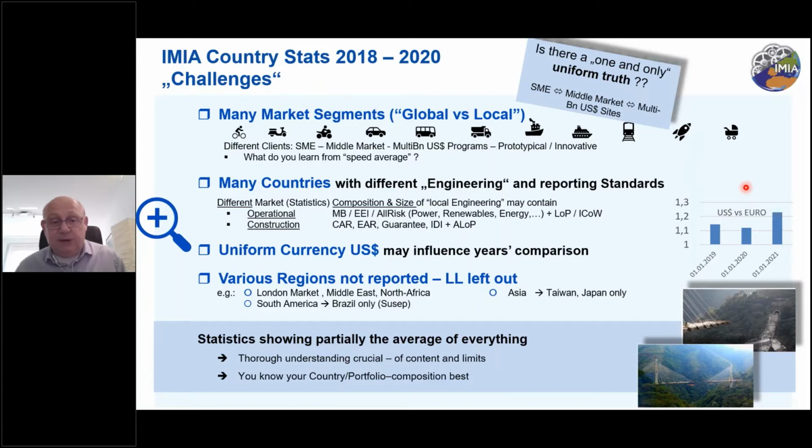And last but not least, various regions not reported, same as in previous years: London market, Middle East, North Africa, Asia. From Asia, we get Taiwan and Japan this year. South America, Brazil only via the SUSEP statistics, which are also to a certain extent a bit limited. So once again, I kindly ask you to follow the statistical presentation quite closely. However, I guess it gives not only answers, it raises also a lot of questions. And this is also the catalyst to raise questions between yourselves and in your companies and in your countries, how to proceed best.